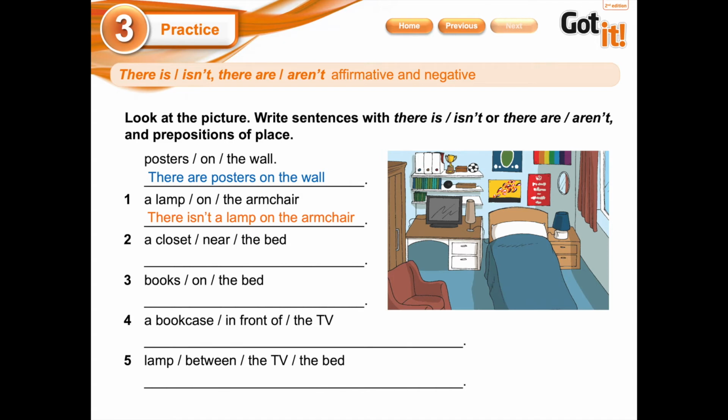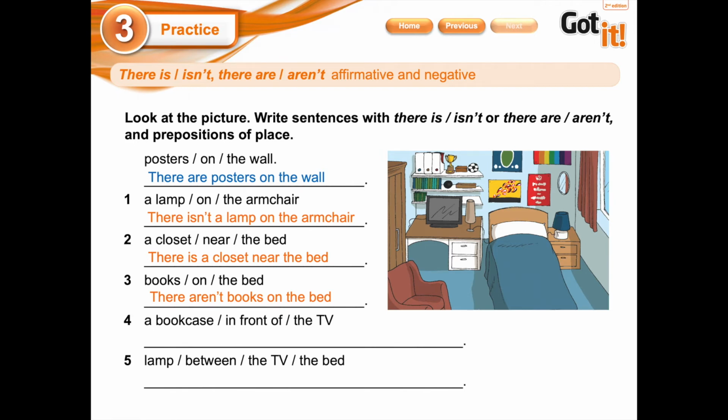Let's go with number 2. It says a closet near the bed. Here you have a closet and here you have a bed. So there is a closet near the bed. Let's go with number 3. It says books on the bed. And you don't have anything here. So there aren't books on the bed.